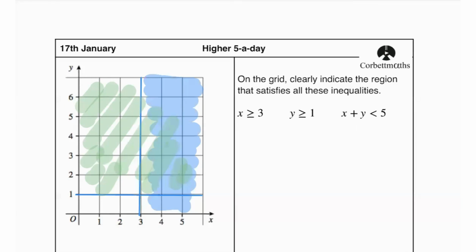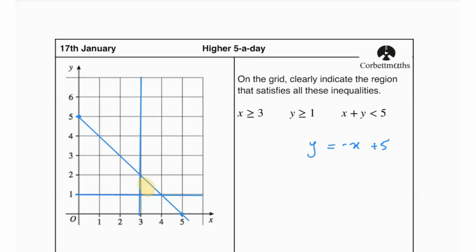So for that, first what we're going to do is find the x and y coordinates. So y is negative x plus 5. The y-intercept is 5 and it has a negative slope. So that's going to be over here. This is the line. And since it's less than, that's going to be this part. So the region that satisfies the inequalities is basically this one. That is your region.